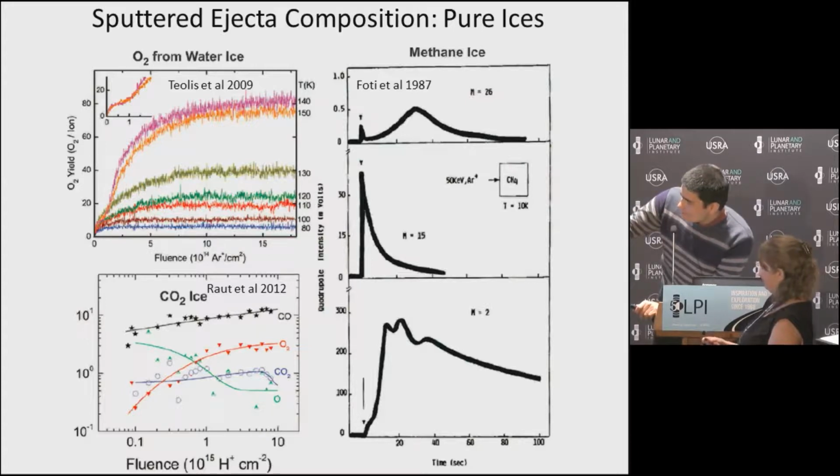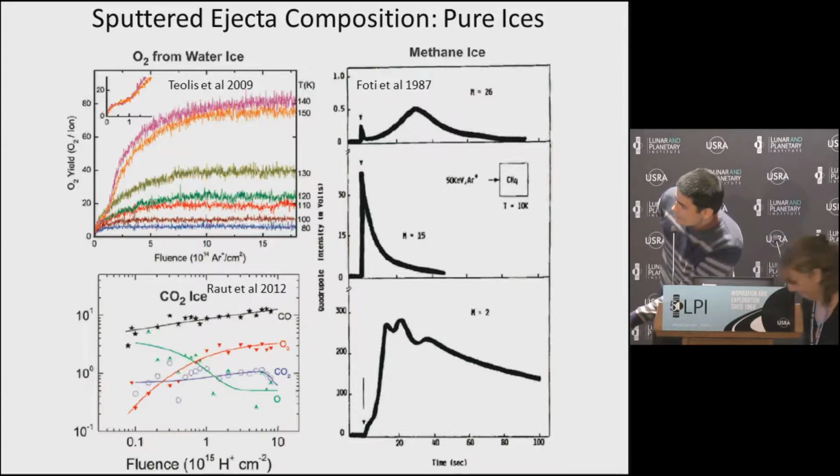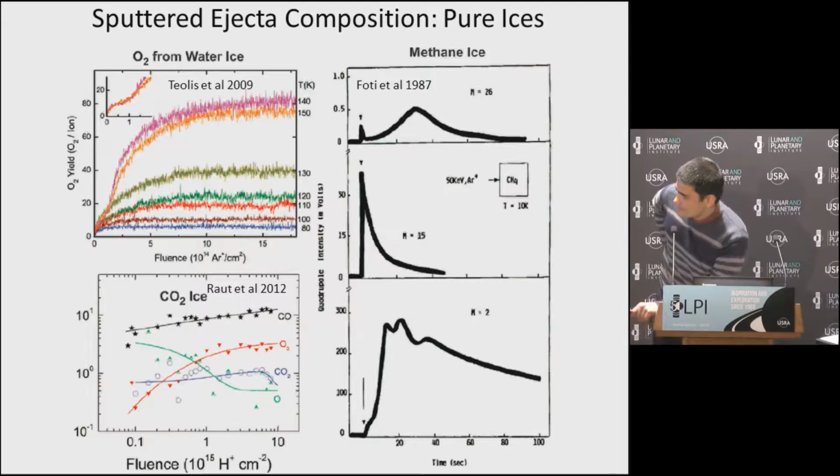But then you go to something like, take the CO2 and replace the oxygens with hydrogen. So this is an experiment from 1987, and this is irradiation of solid methane. And these guys were measuring the same kind of thing, the ejected flux of mass 2, so that's molecular hydrogen, as a function of time or irradiation dose.